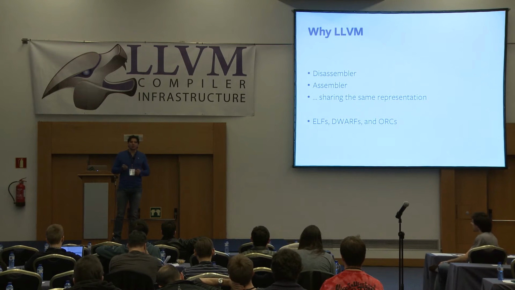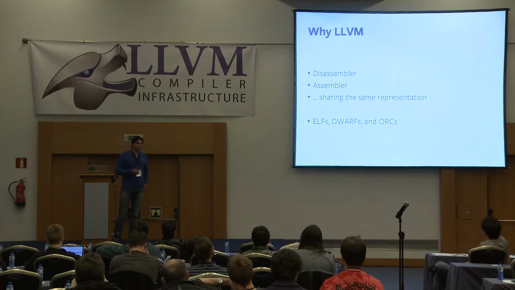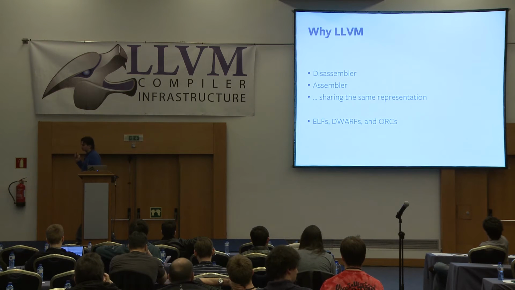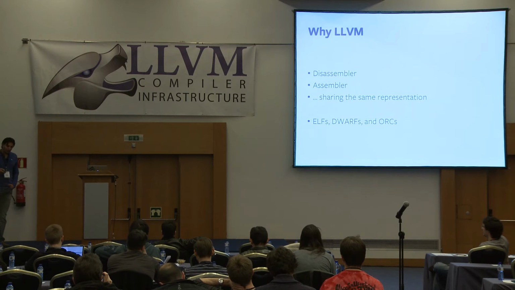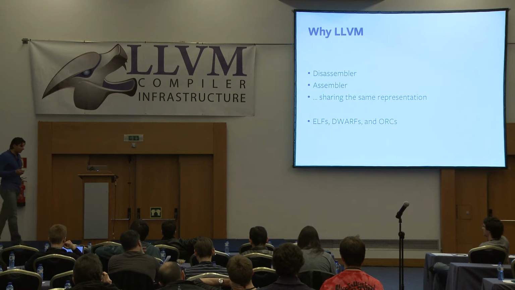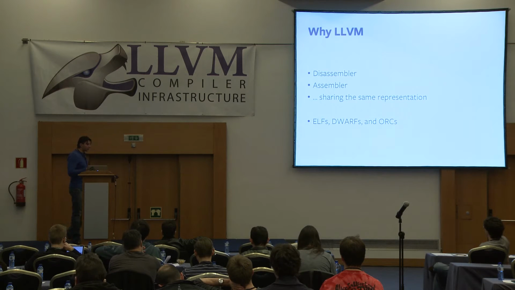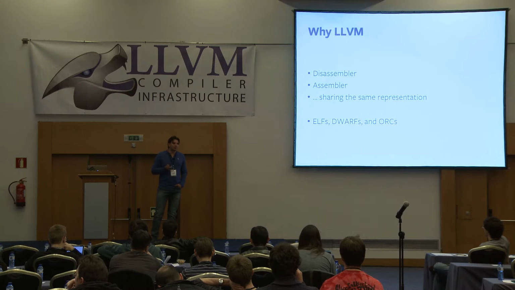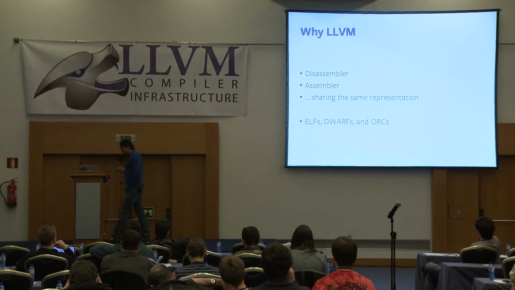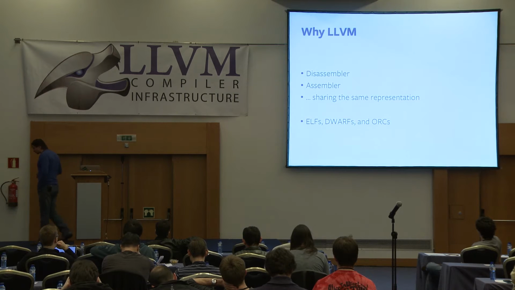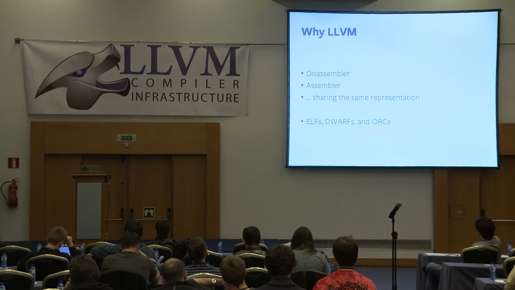Why is LLVM such a great choice to build a binary optimizer? Well, it has a disassembler, because you want to convert a sequence of bytes into a sequence of instructions, and it has an assembler too. There are many other disassemblers and assemblers. What makes LLVM quite unique is that both assembly and disassembly share the same representation. You don't need to convert from one to another. And even more importantly, we have ELF, DWARF, and ORC.